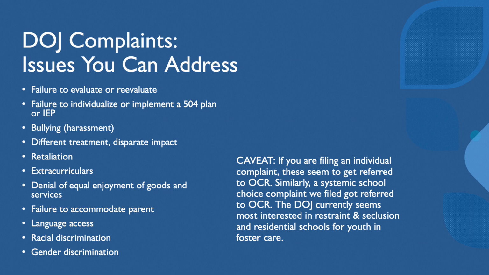The issues you can potentially address in a DOJ complaint are fairly broad. Examples include failure to evaluate or reevaluate, failure to individualize or implement a 504 plan or IEP, bullying, different treatment, disparate impact, retaliation, extracurriculars, denial of equal enjoyment of goods and services, and failure to accommodate a parent with a disability. The DOJ also has jurisdiction over the laws that protect against discrimination based on sex, race, and national origin, so complaints of that nature can also be raised.